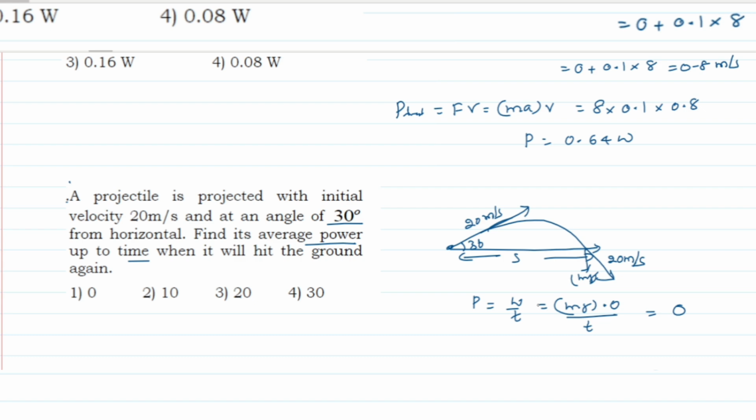Or else, you can do this kind of problem in another way also. Power equals work done by time. Work done is nothing but change in kinetic energy, half mv square minus half mv square, divided by time. There is no change in kinetic energy, the velocity will be the same. So this is 0 by t, which is equal to 0.